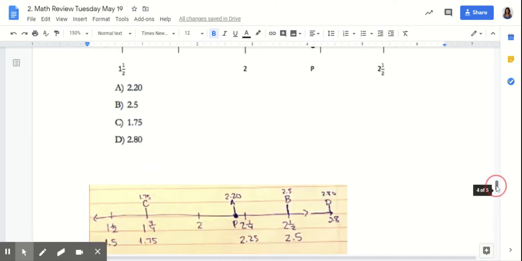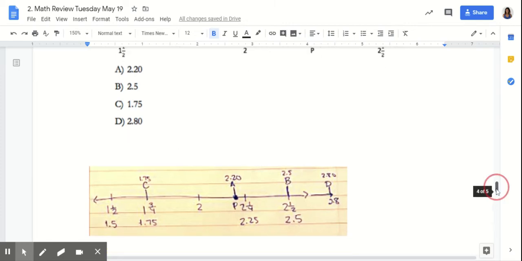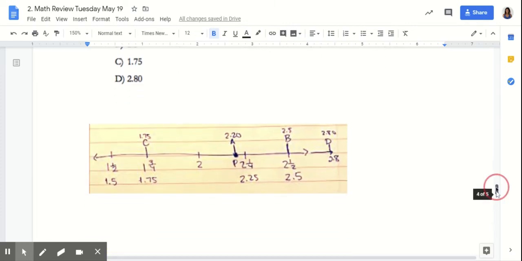And all we have left is A, which is 2.20. And I also know that this is just 5 hundredths less than 2 and 1/4 or 2.25. So this is where P is at, right before 2 and 1/4, and also above 2 and less than 2 and 1/4. So this is where A would be located based off of how I number my number line and the answer choices that were given to me.